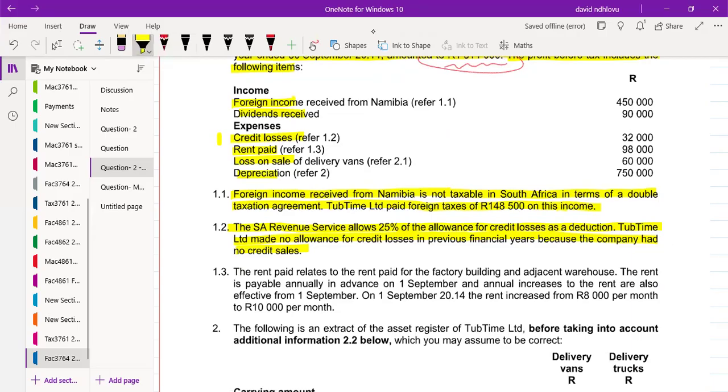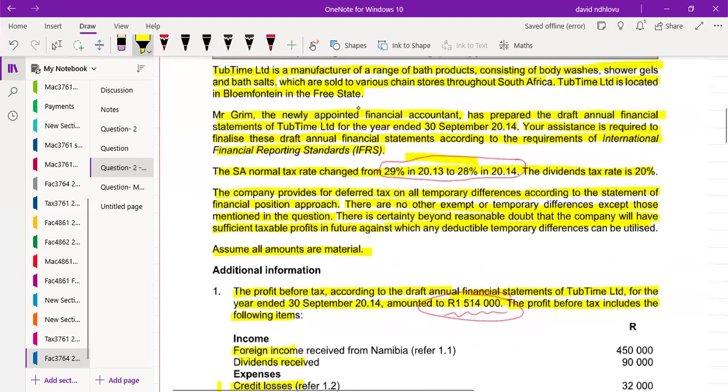No apparent error. The rent paid relates to the rent paid for the factory building and adjacent warehouse. The rent is payable annually in advance on 1 September, and annual increases to the rent are also effective on 1 September. When is our year starting and ending? The year actually ends on 30 September, which means if we are in 2014, our year would have started on 1 October.